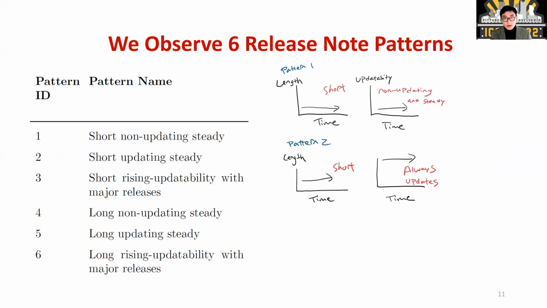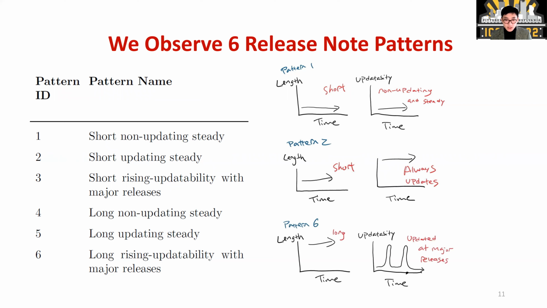But we also find a different type of pattern, which is apps in pattern 3 and pattern 6. And these apps don't change their release notes until a major release or an emergency release. We sometimes see apps that have much more descriptive release notes when the app undergoes a big change. For example, pattern 6 has long release notes and only updates its release notes at a major release. Of this type, we find 288 apps within our dataset.